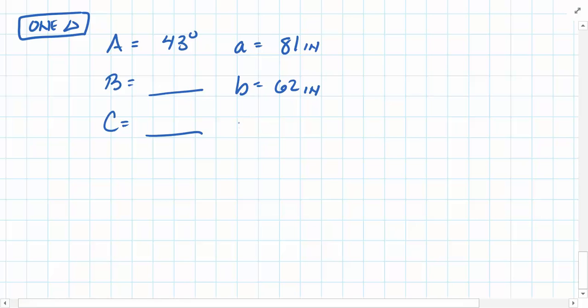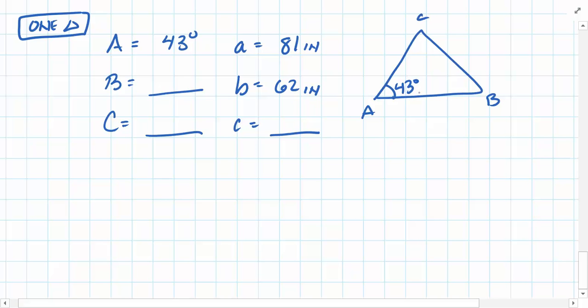Awesome. And side C is, well, I don't know. Taking a look at this, it's kind of hard to tell without drawing the picture if you're even given angle-side-side. So I always just draw a picture. Here's A, here's B, here's C. This is 43 degrees, across from this is 81 inches, across from B is 62 inches. I have an angle, then a side, and then a side. Therefore, I have to consider the ambiguous case.